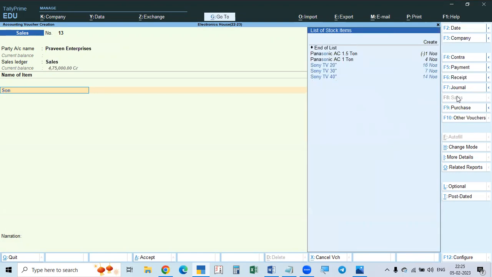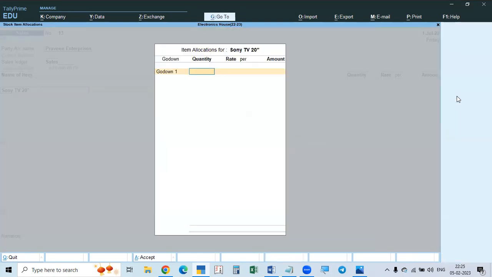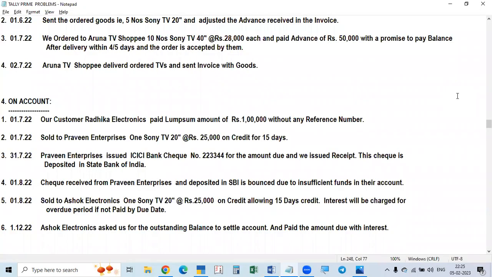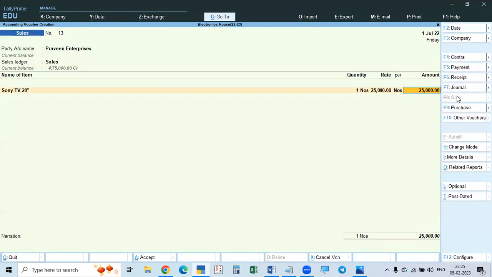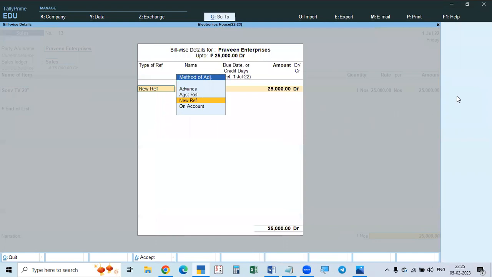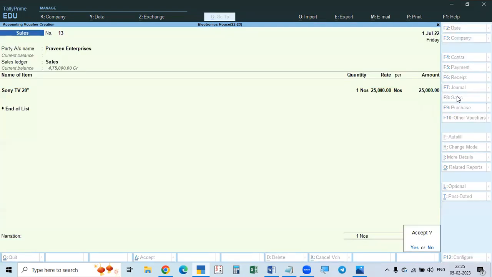So what did we sell? Sony TV, 20 inches. How many units? We sold only one. Rate is 25,000 rupees. So it is saved. Again, reference is there. New sale, so it is a new reference. The invoice number is serial number 13. So we sold the goods on credit.